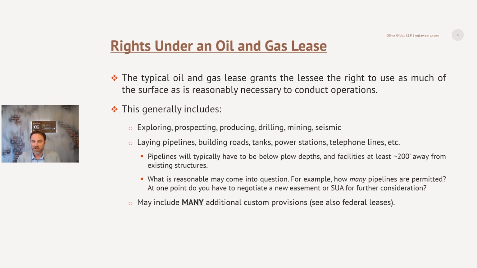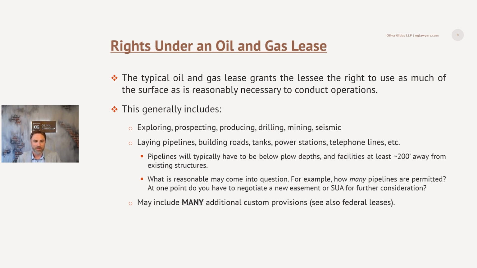Well, can you just build as many pipelines as you want? Or once you've built pipelines for initial operations, could you get, theoretically, some pushback on adding additional pipelines or takeaway capacity? The question then becomes, at what point do you have to negotiate a new easement or surface use agreement and pay a whole bunch of additional consideration for that?